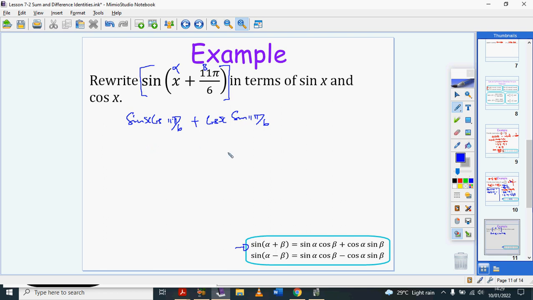For 11 pi over 6, I need to first figure out what that angle is. I should have done that first. I know 12 pi over 6 would be 2 pi, right? And that would be here. That would be 2 pi, this would be 12 pi over 6. But now the angle I have is 11 pi over 6.